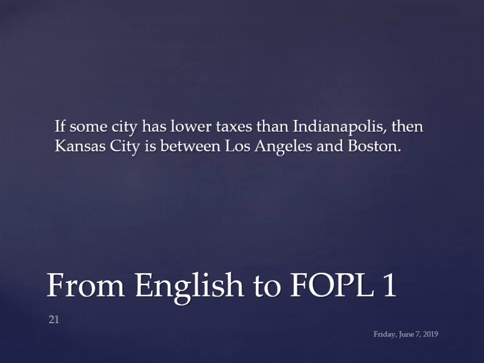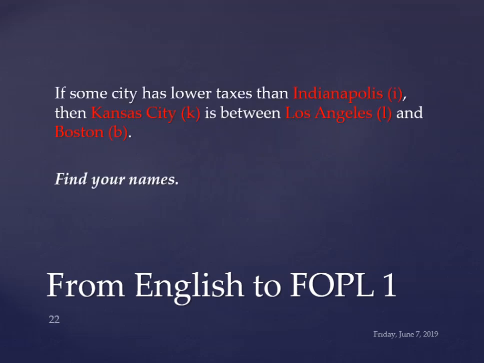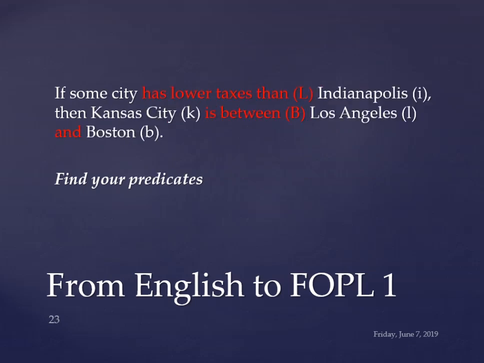So let's look at a sentence. If some city has lower taxes than Indianapolis, then Kansas City is in between Los Angeles and Boston. So what you gotta do first is find your names. Okay, so you have Indianapolis, Kansas City, Los Angeles, Boston, right? Then find your predicates. We have two of them. We have lower taxes than, so we're gonna use the capital L. And we have the between predicate, so we'll use capital B for that.